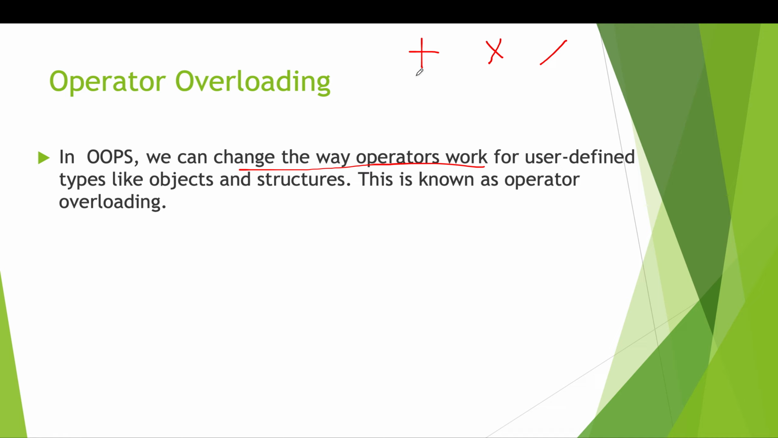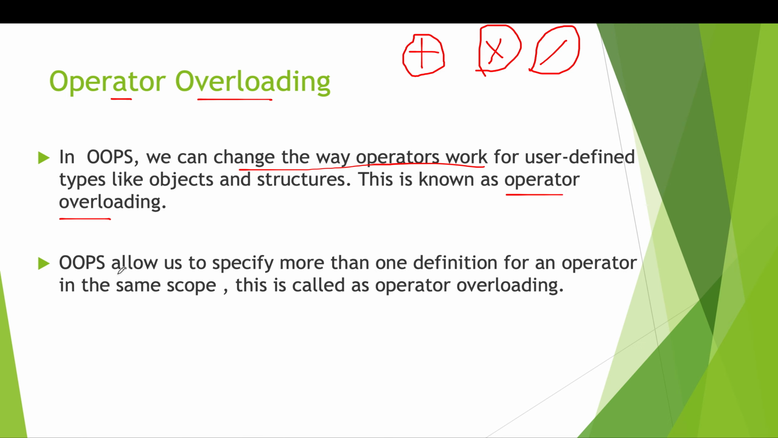But the object-oriented programming concept has given us the power to change the meaning of these operators. So how do we change the meaning of these operators? We can change the meaning of an operator through the concept called operator overloading. Again we are overloading, that means we are making these operators work in different ways, in multiple forms, polymorphism. So we'll say we can change the way the operator works for user defined types like objects and structures. This is called operator overloading.